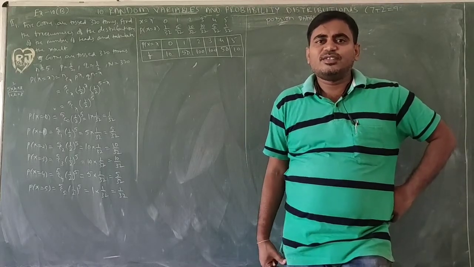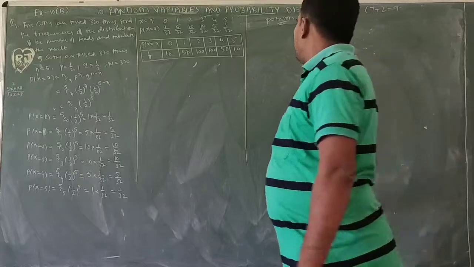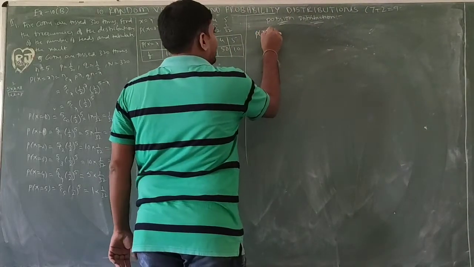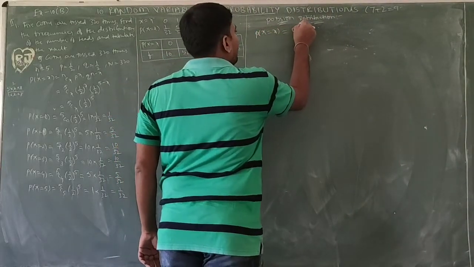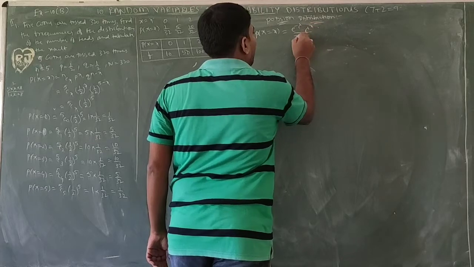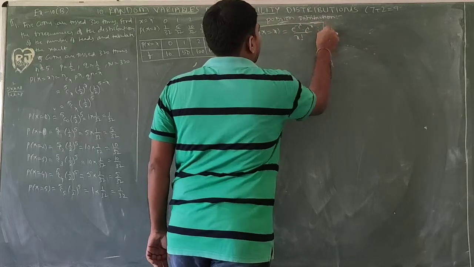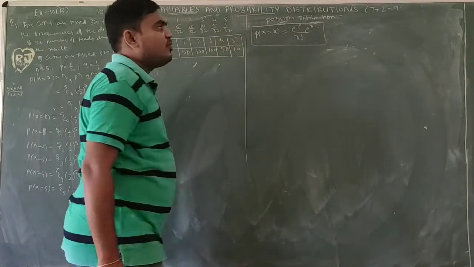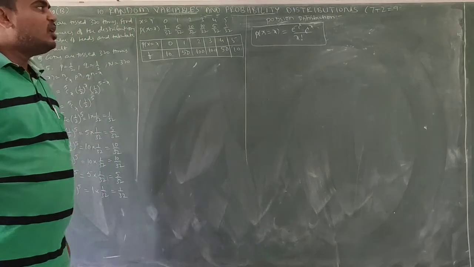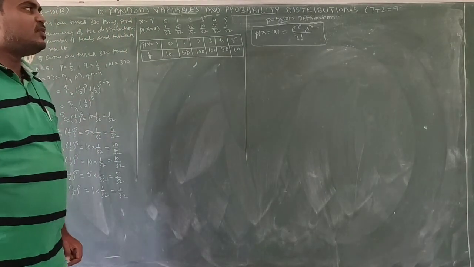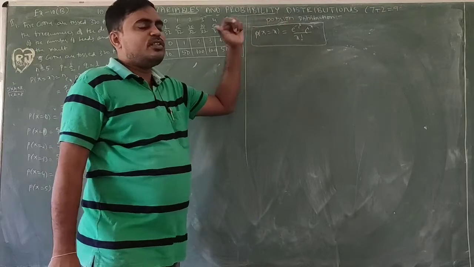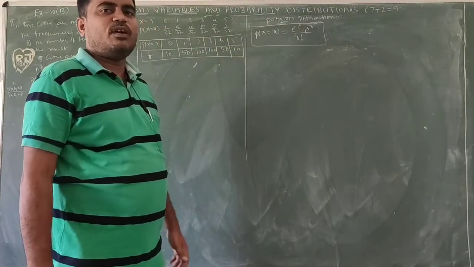What is the Poisson distribution? P of X equal to x is e power minus lambda into lambda power x by x factorial. This is the Poisson distribution formula. According to this formula, the Poisson distribution will follow.